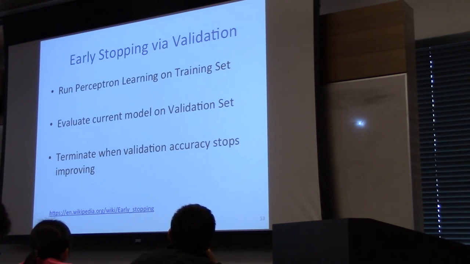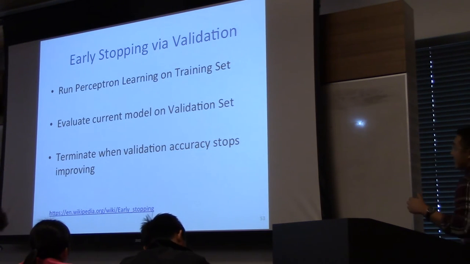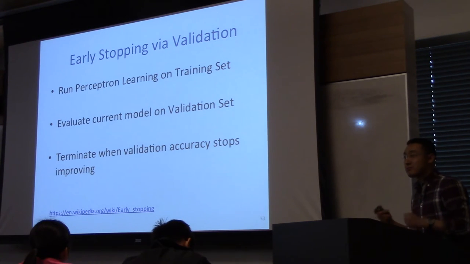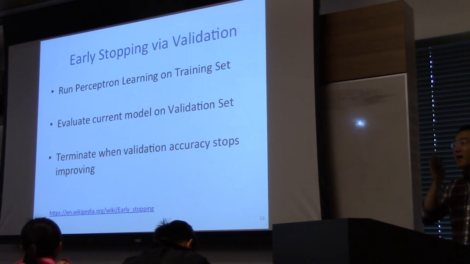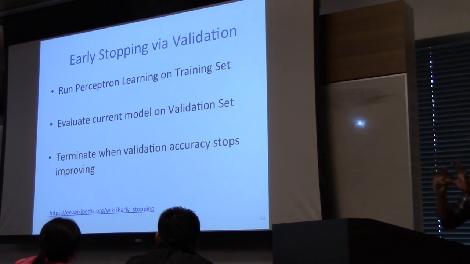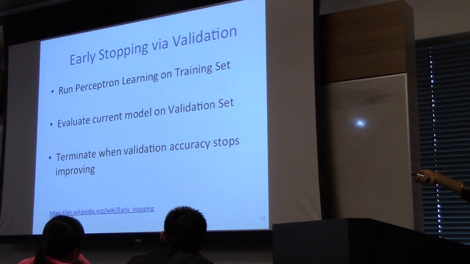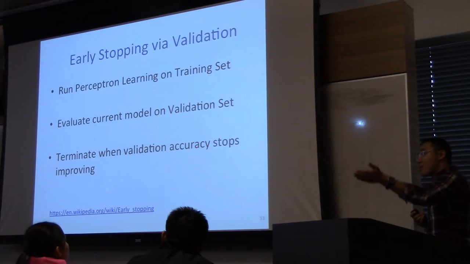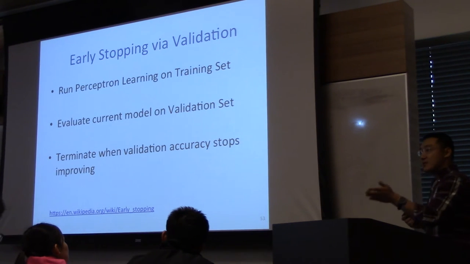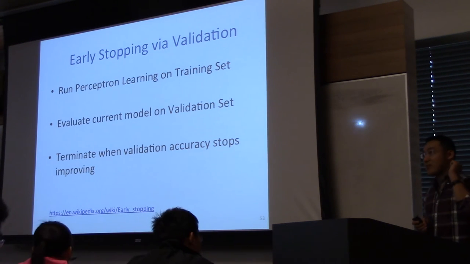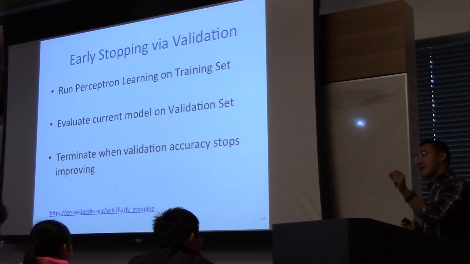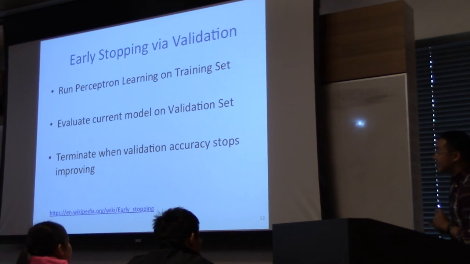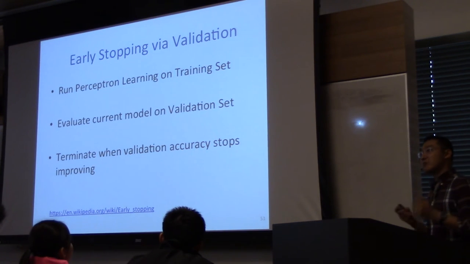And this method, in general, doesn't apply just for perceptrons, people use it more generally, and is called early stopping via validation. So you have a training set, you have a validation set, let's say both are sufficiently large, so we're not doing cross-validation for now, although you can think about ways of combining all this. So you run perceptron learning on the training set, you validate on the validation set, and then after some maximum number of iterations, you pick the one that has the best accuracy on the validation set. That's essentially what people do.